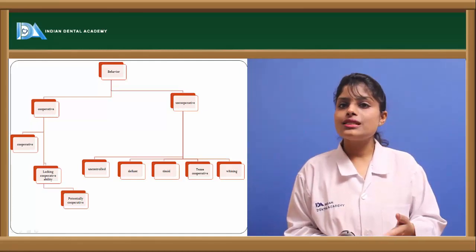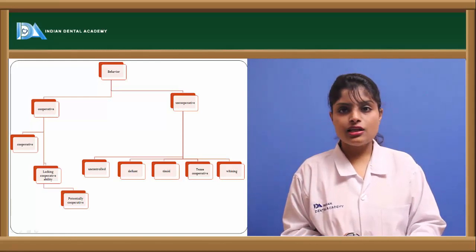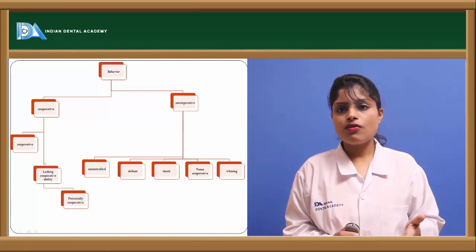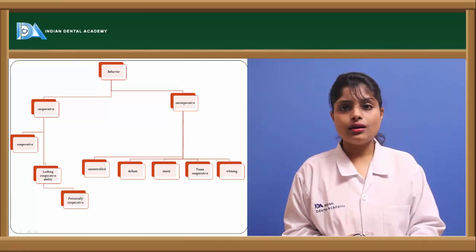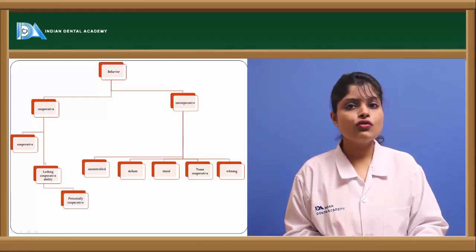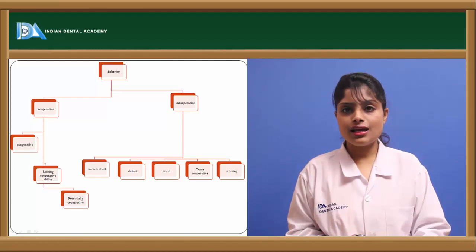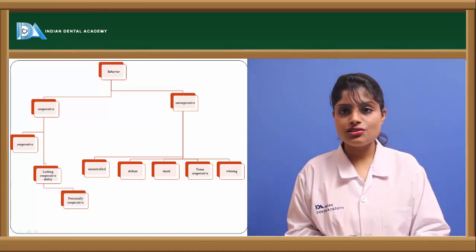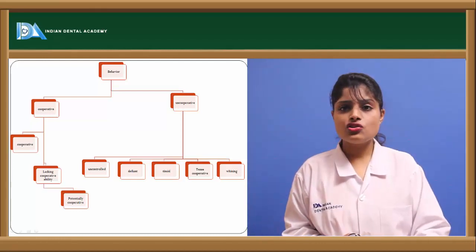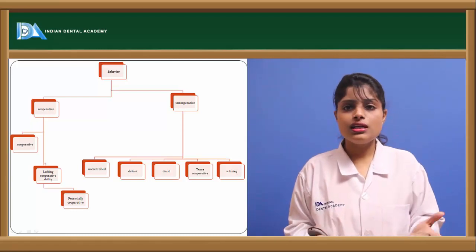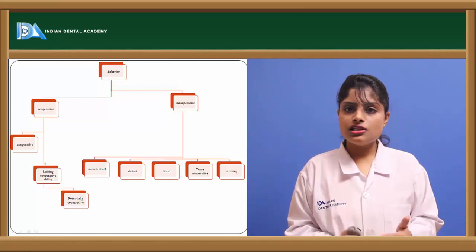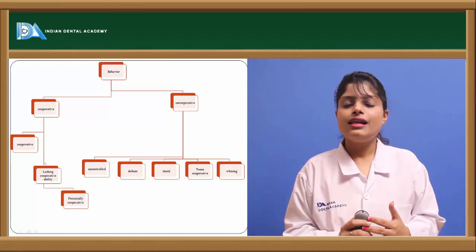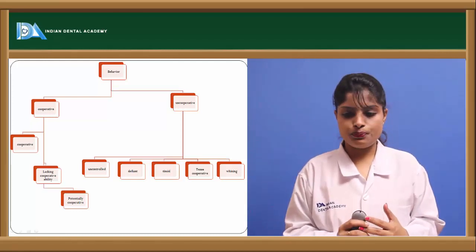A child who is lacking cooperative ability is generally a mentally or a physically handicapped child, or a child who is too young to understand the importance of oral care or the importance of dental procedures or follow the instructions of a dentist, because he is not even understanding what the dentist is saying. So, such a child is said to have lacking cooperative ability.